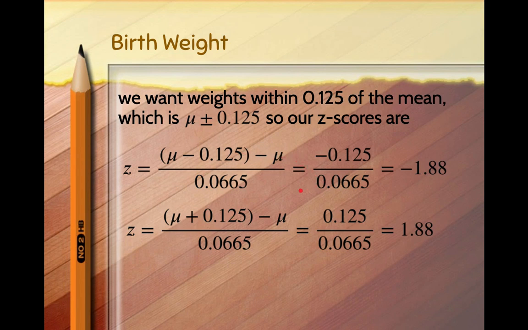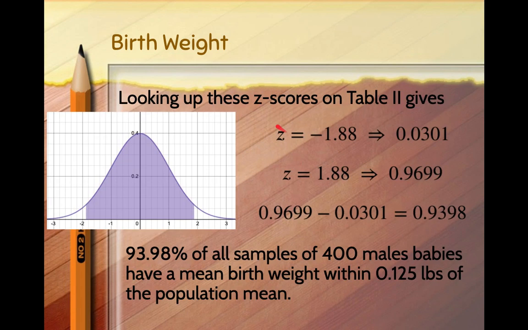Wow. Cool. Now, since I'm dealing with the standard normal, I know that my mean is going to be 0. So again, I don't care what the mean is right now. With z-scores of negative 1.88 and 1.88, I look that up on my table and I get 0.9398. If I look at the graph here, that looks reasonable. About 93.98% of all samples of 400 male babies have a mean birth weight within 0.125 pounds of the population mean.